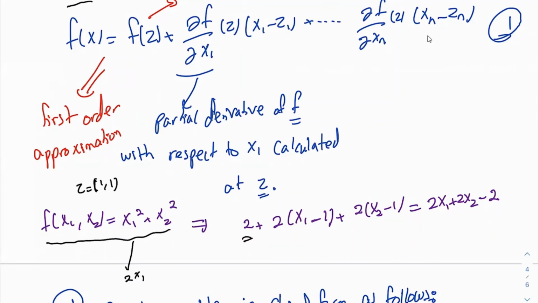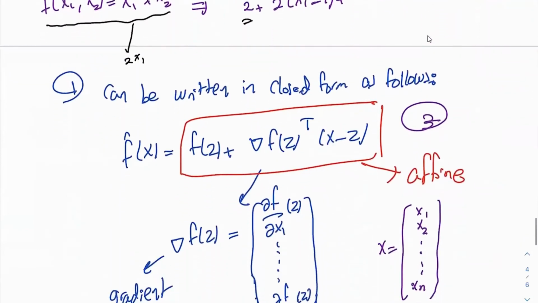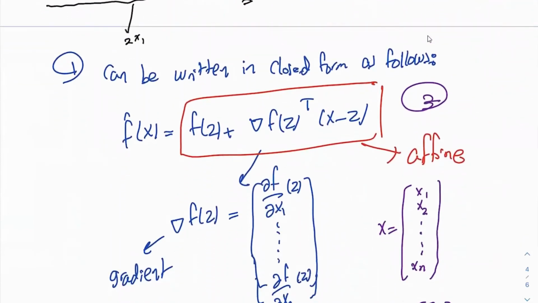So that's how you model the function using a linear or affine function. This is affine, right? This is A transpose x plus a constant. There is a constant here. Okay. Now, in a sense, this can be written in a short closed form solution like this.